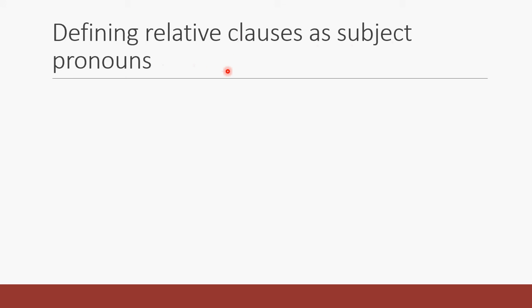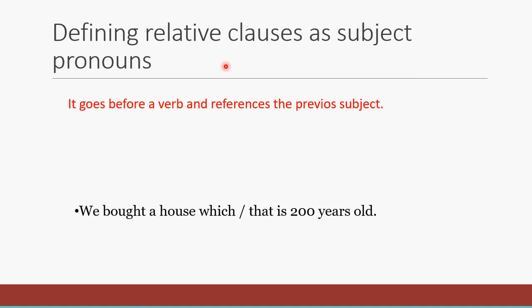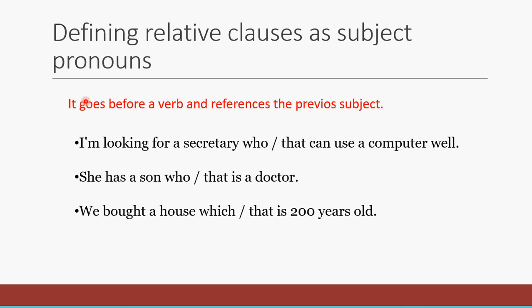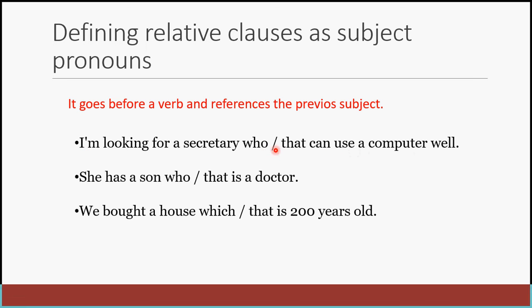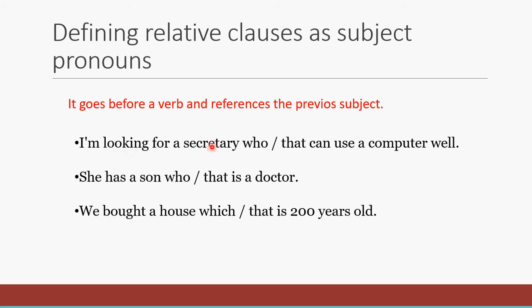Defining relative clauses as subject pronouns. These relative pronouns go before a verb and refer to the previous subject. For example, I am looking for a secretary who or that, remember that we can use any of these two pronouns, can use a computer well. So we can say, I'm looking for a secretary who can use a computer well, or I am looking for a secretary that can use a computer well.